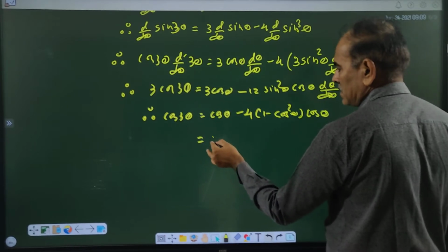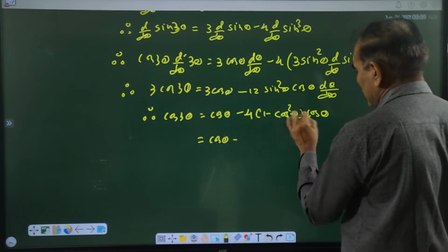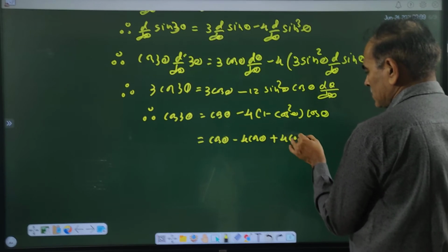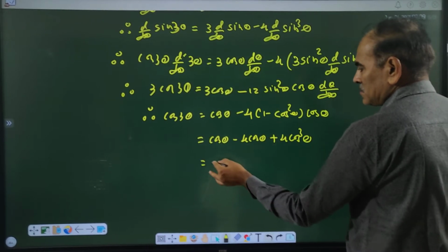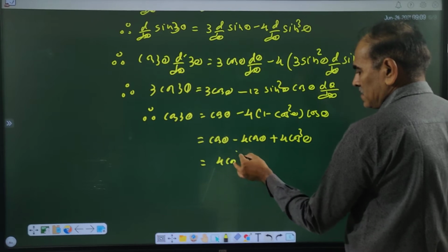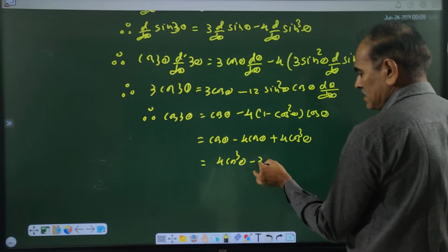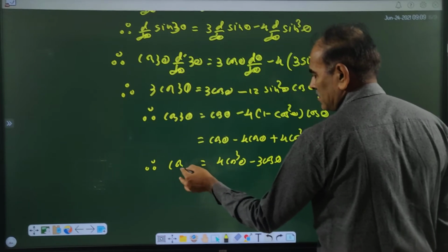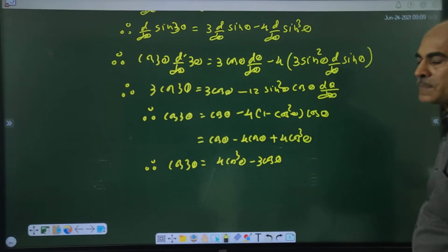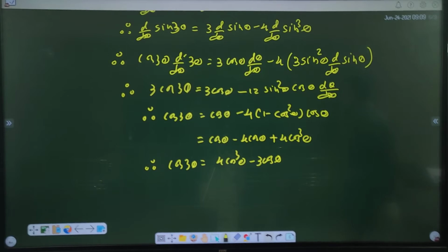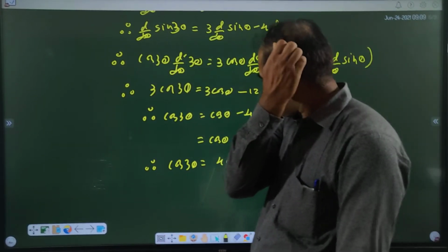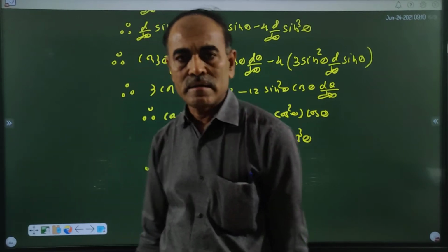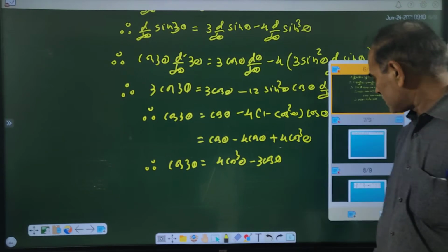So what do we get here? Cos theta minus 4 cos theta plus 4 cos cube theta. So can I write here 4 cos cube theta minus 3 cos theta, and therefore you can see that this is the formula of cos 3 theta. So using differentiation and some trigonometric standard forms, we can obtain the other one. Okay? Yes. Next one.